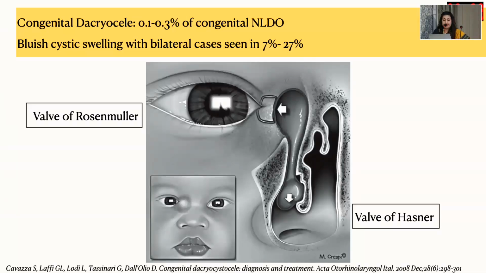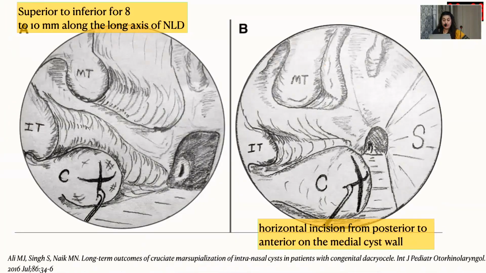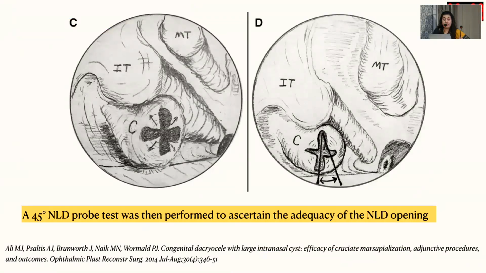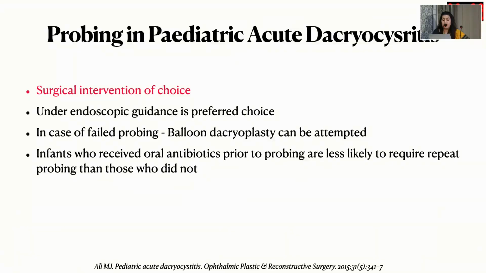The previous speaker has already discussed the mechanism. I'll not go into it. I'll just describe a little bit about the cruciate incision which we give. With the help of a sickle knife, on the medial wall of the intranasal cyst, we go from superior to inferior and posterior to anterior. Following that, we do a 45-degree probe test in which we insert the probe and literally tilt it 45 degrees to make sure that the cyst has opened up.